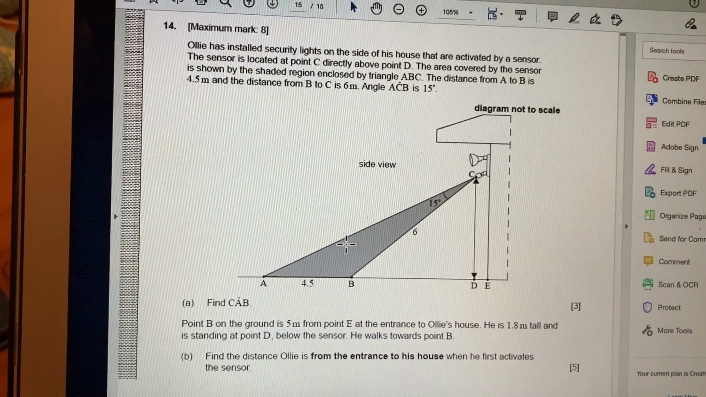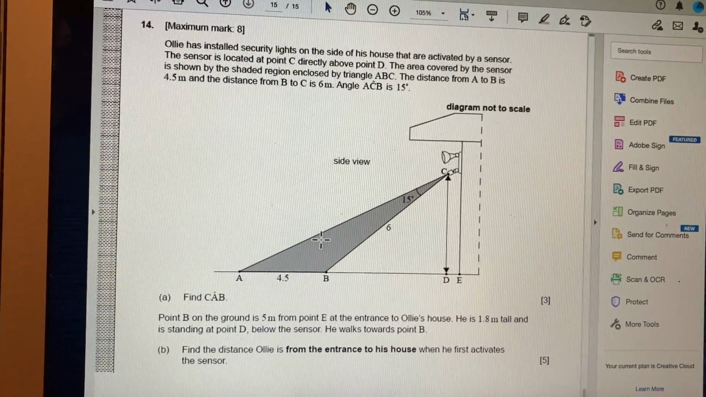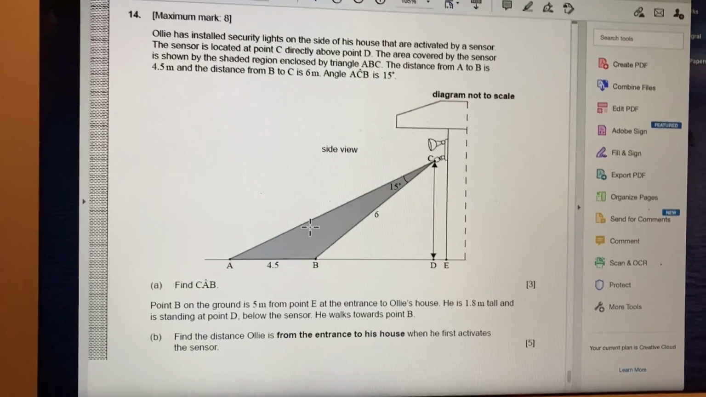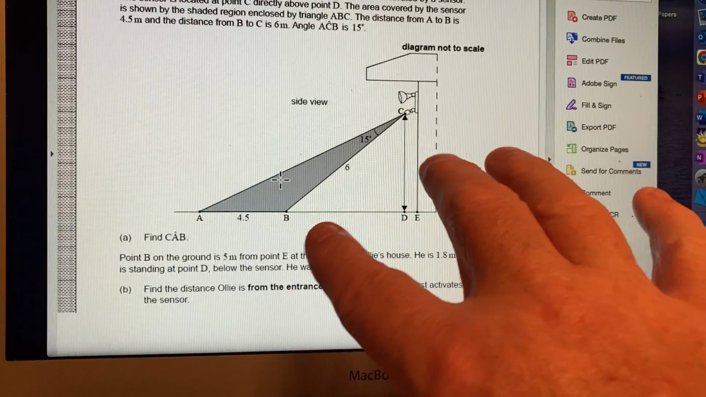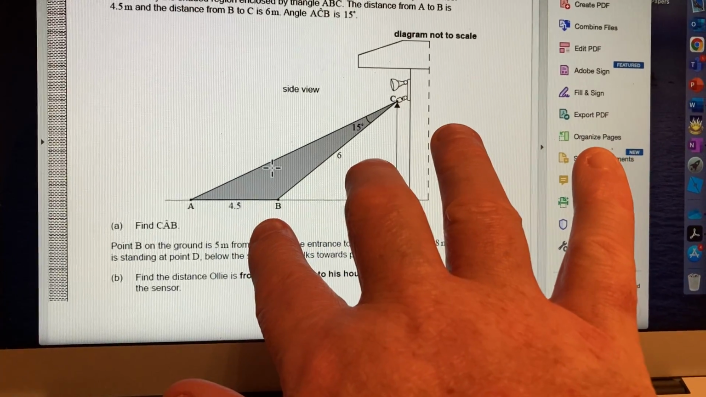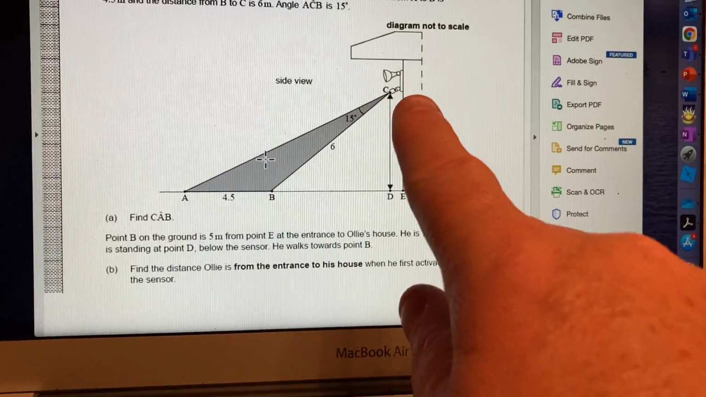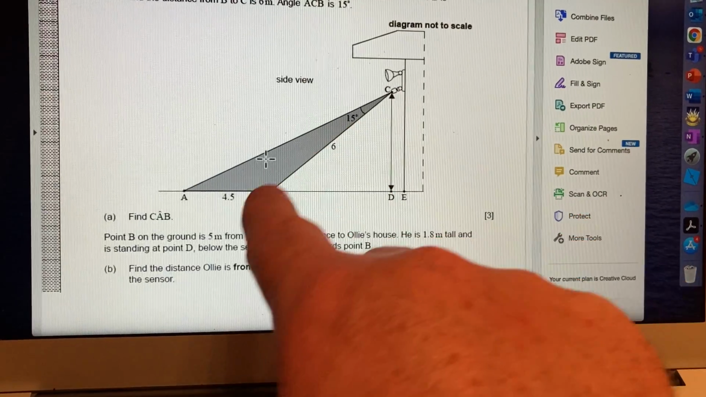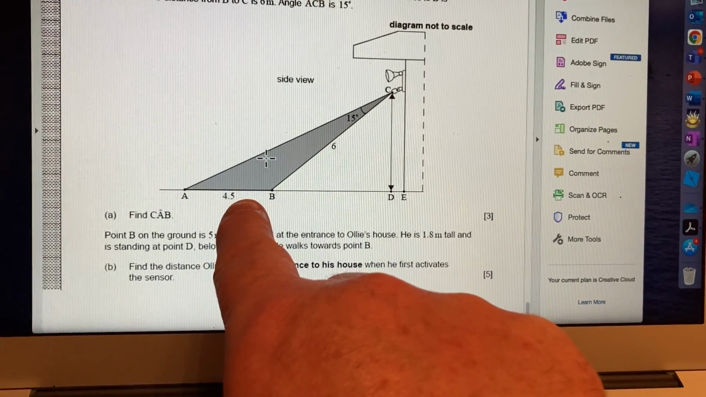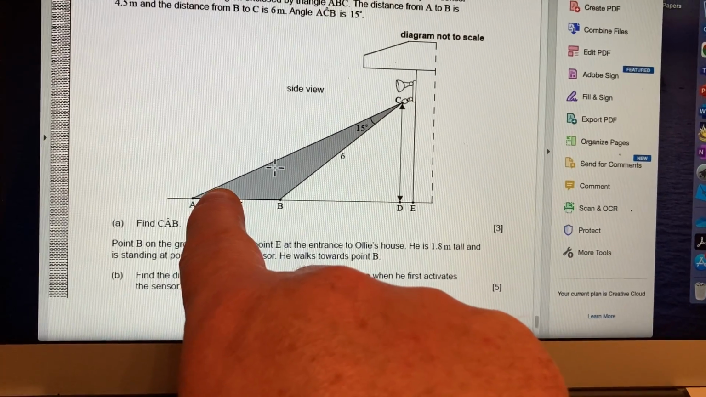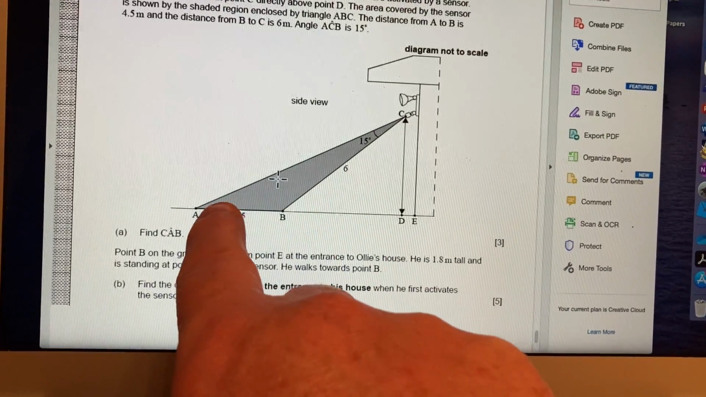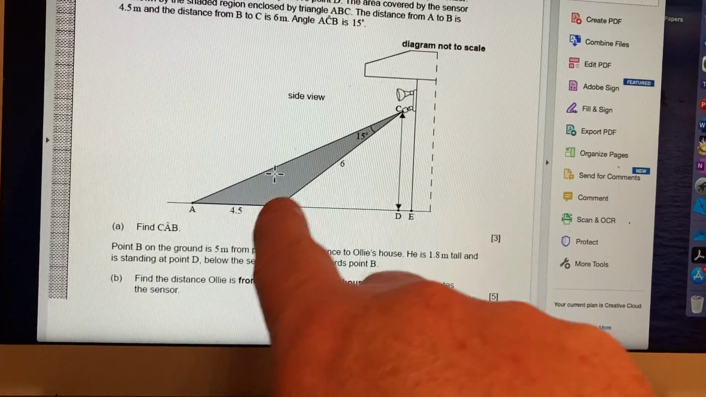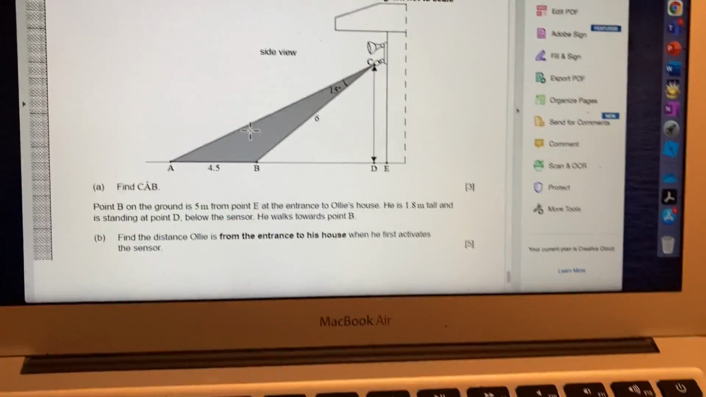Okay, question 14. Just the grey triangle first. We've got this, we know this is 15 up here. No right angle, we know two lengths, 6 and 4.5. Sine rule question, because we've got a matching pair, an angle of 15 matches with a side of 4.5. So if we want this angle in the corner, it's going to be a sine rule question. 6 over our angle is the same as 4.5 over sin 15.